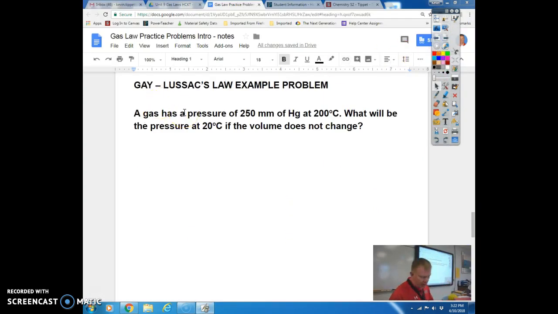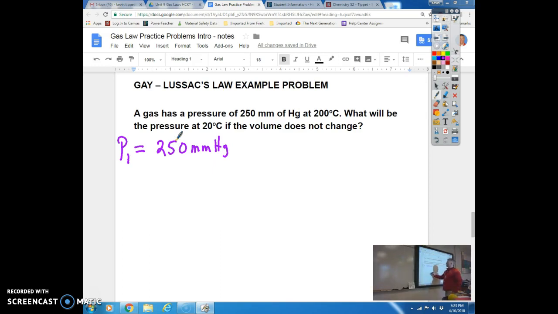So for Gay-Lussac's, I'm going to go over the board here and I'll walk you through. Same thing like we did in the other ones. First thing is we'll read our problem. Second thing, we're going to make our list. So, gas has a pressure of 250 millimeters of mercury. There's P1. Now that's a new pressure unit that we haven't seen yet. But like we talked about earlier, we're going to go through those 3 different types of units in class.